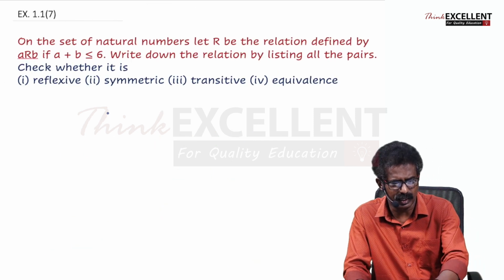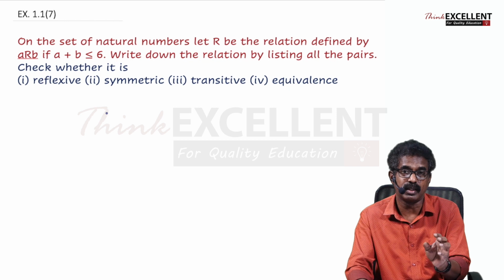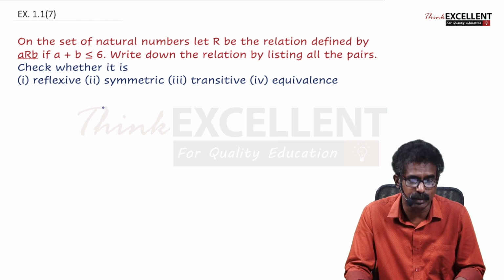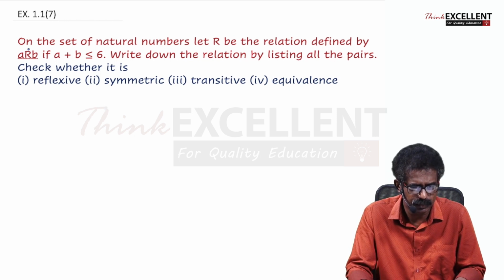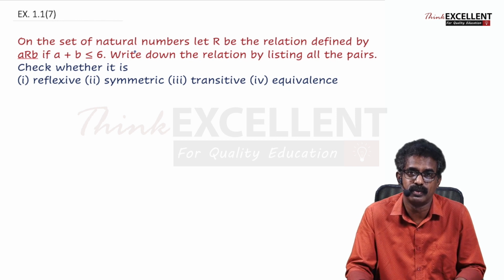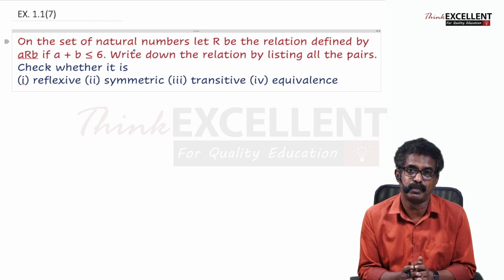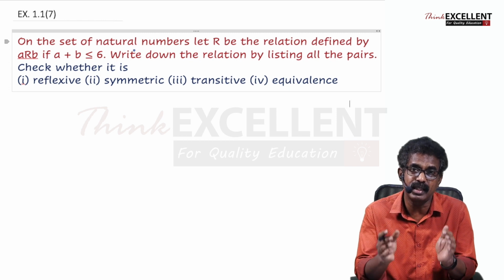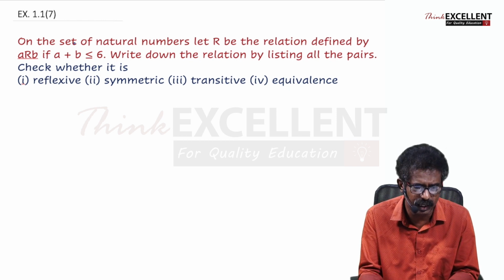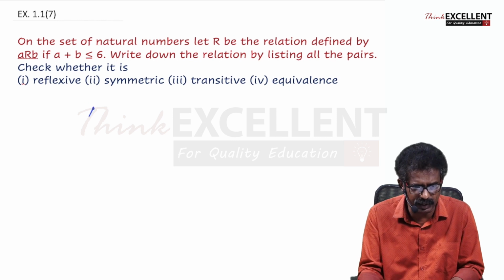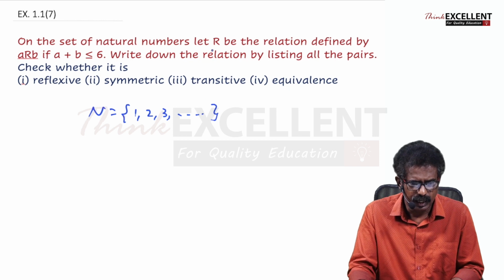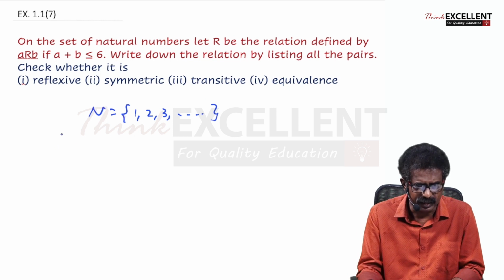just go through those sums, but try to concentrate more on sums related to mathematics. See this one, on the set of natural numbers. That is the first thing you have to note: whether it is a given set of triangles or a set of natural numbers, what set they have given. Reflexive means in that set, every element must be related to itself. So here the given set is the set of natural numbers, 1, 2, 3, 4, etc. Let R be the relation defined as follows. How do they define it? When can you say A is related to B?